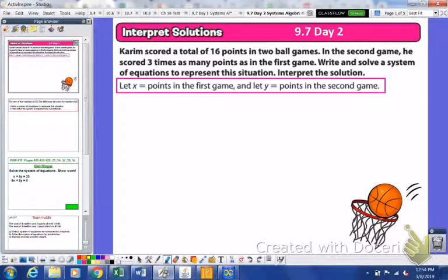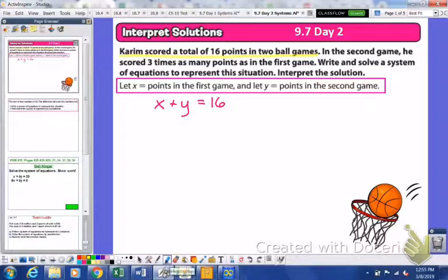So our first equation will come from Kareem scored a total of 16 points in 2 ball games. Well, if he scored x points in the first, y points in the second, if I want the total points scored, we would add them. So x plus y scored a total of 16, so x plus y equals 16.